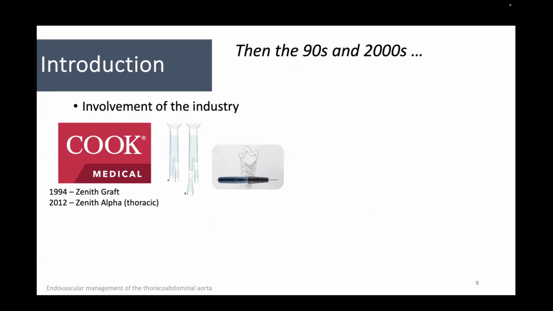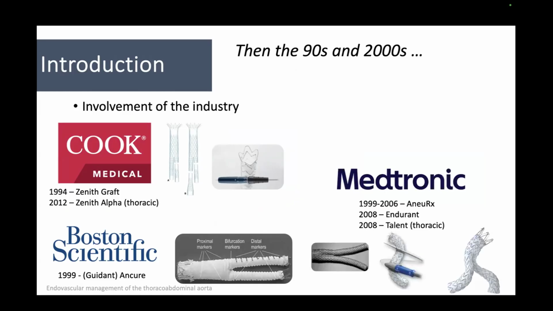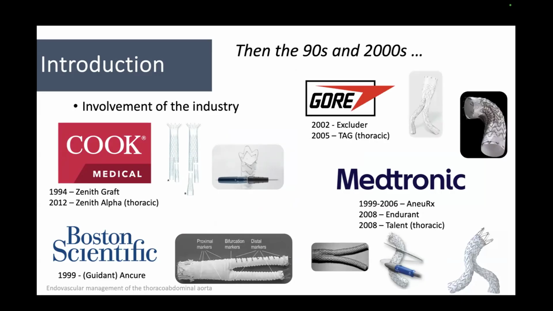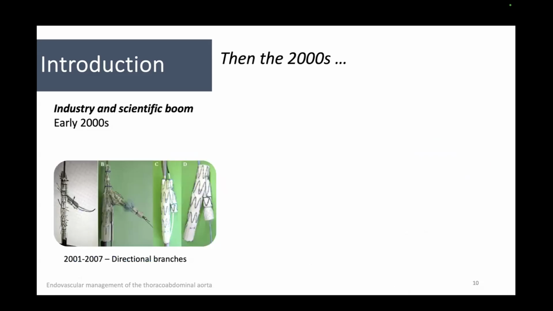At that point, the industry started to get involved and started to have some grafts that got approved by the FDA, by some in Canada, and by the European guidelines too. Cook was the first one to pioneer the grafts with the bifurcated Zenith graft and then the Zenith Alpha for the thoracic part, and then Boston Scientific arrived with their Anchor graft. Medtronic arrived with the AneuRx that was replaced in the 2000s by the Endurant and the Talent in the thoracic segment. And Gore arrived with their product a bit later with the Excluder in 2002 and the TAG in 2005 for the thoracic segment. Many more followed in the future, of course, as you may know.